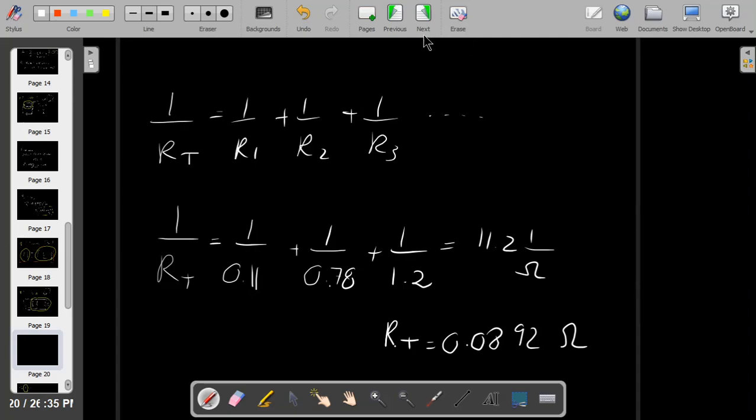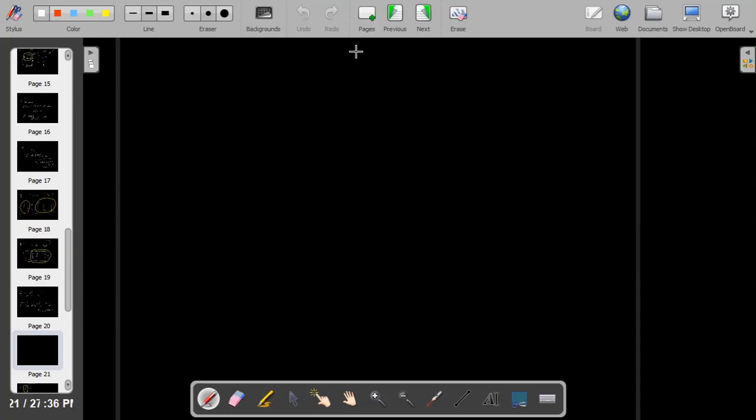Okay. Are we done? No, because we need to know what kind of fuse we need. We need to know what current we have. Once we know the current, we know what fuse we need to put there to protect us from the current. So let's calculate that current. How do we calculate the current? The current is your voltage divided by your resistance.